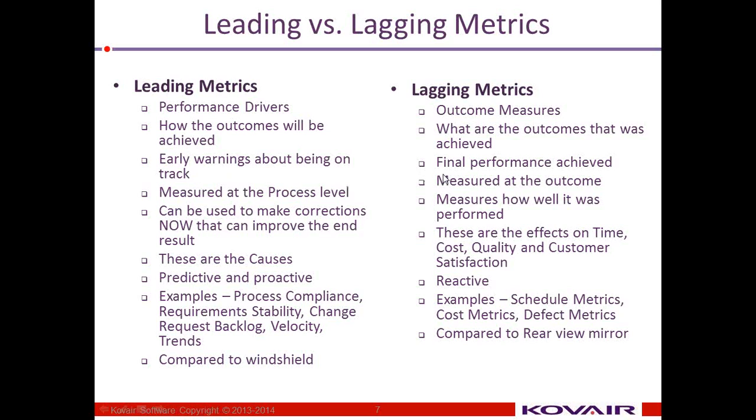And on the other hand, with the lagging ones, we get to see the final performance. So what was the total number of defects, critical defects, the defect density and all that. Leading metrics are measured at the process level, whereas the lagging metrics are measured on the outcome. The leading metrics can be used to make corrections now that can improve the end result. Whereas with the lagging metrics, when you are getting those, it is already too late. So it tells you how well it was performed or how poorly it was performed.